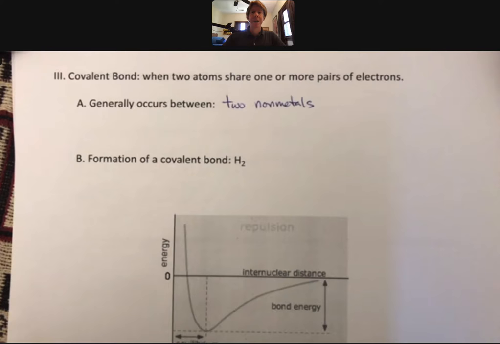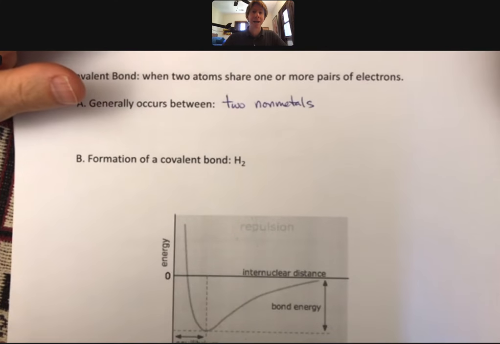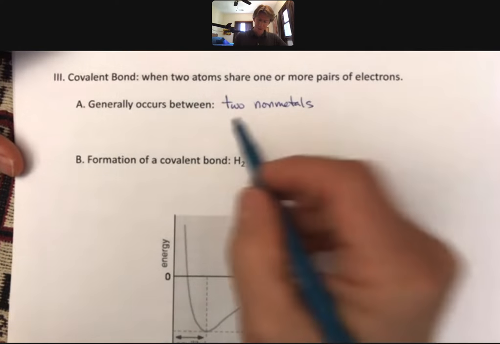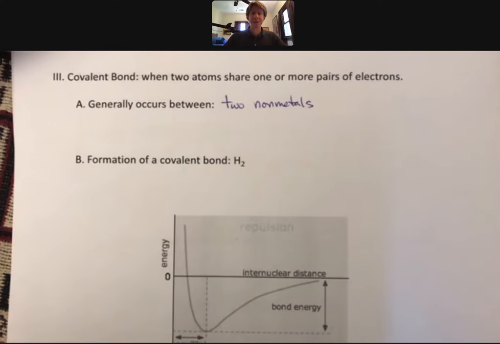Whereas ionic bonds tend to form between a metal and a nonmetal, or certainly the metal cation is what you're looking for. The only other thing that can be at the beginning of an ionic compound is the ammonium ion, NH4+. So ammonium or a metal cation, then the other one will be either an anion or some sort of anion made out of nonmetals. But this is two nonmetals.